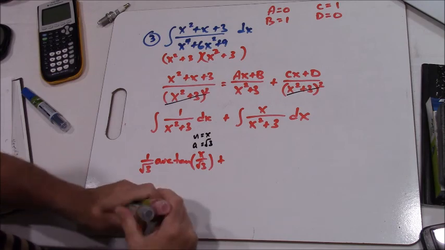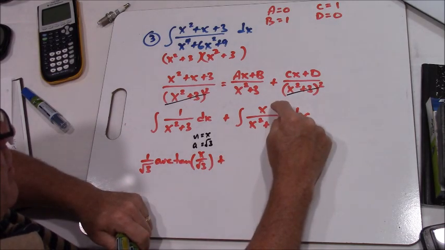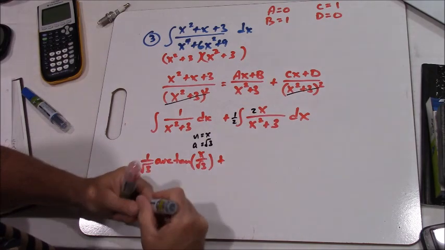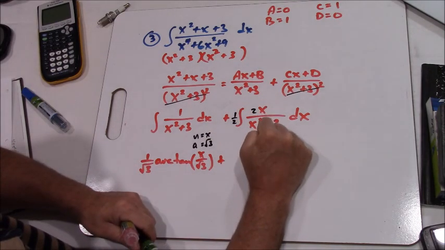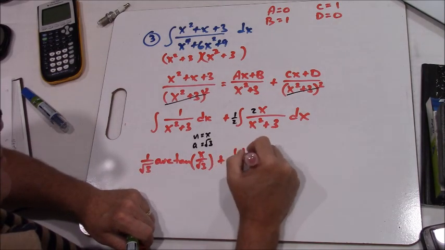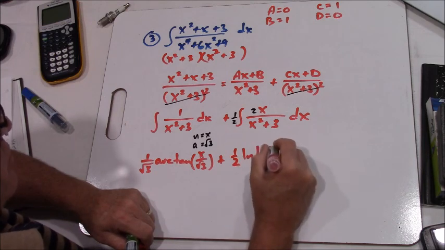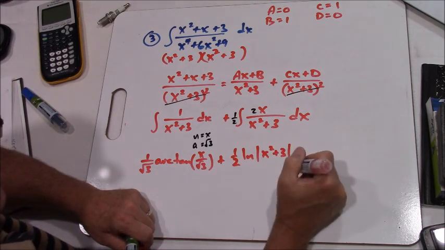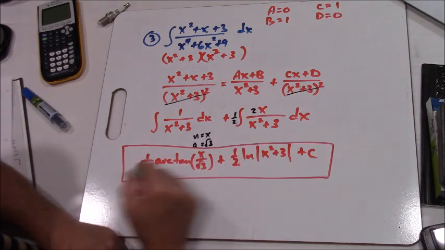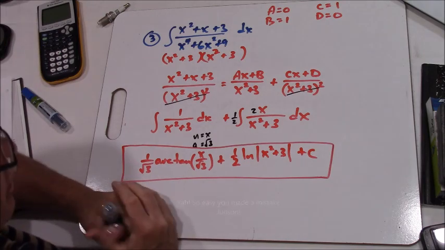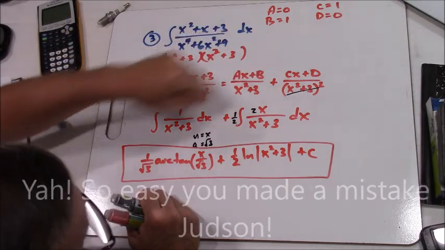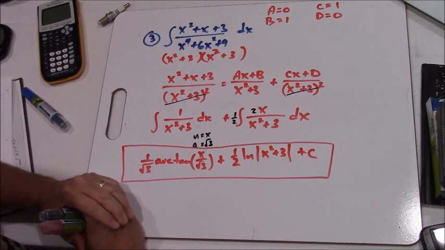plus, this integral does look like a u prime over u. If I multiply by 2 and do a 1/2 out here, so u prime over u, that means this is going to be 1/2 natural log absolute value of x squared plus 3 plus c. So the integration part, that was the easy part on this problem. It was trying to get this thing broken down into its two fractions that was a lot of work.